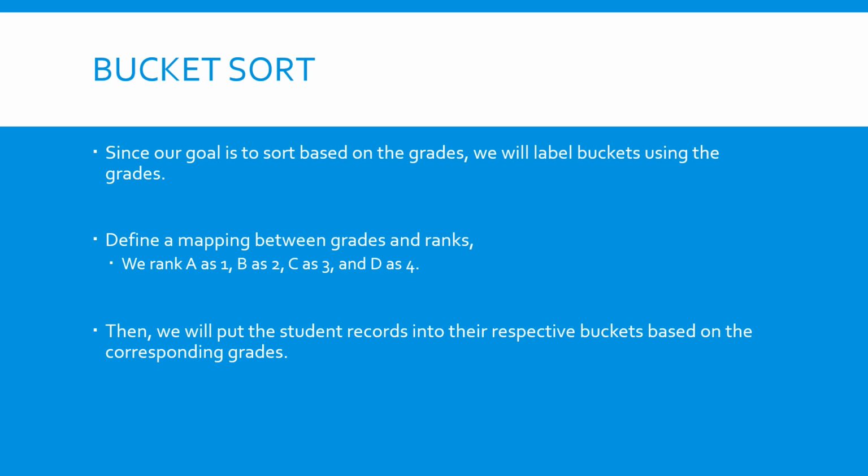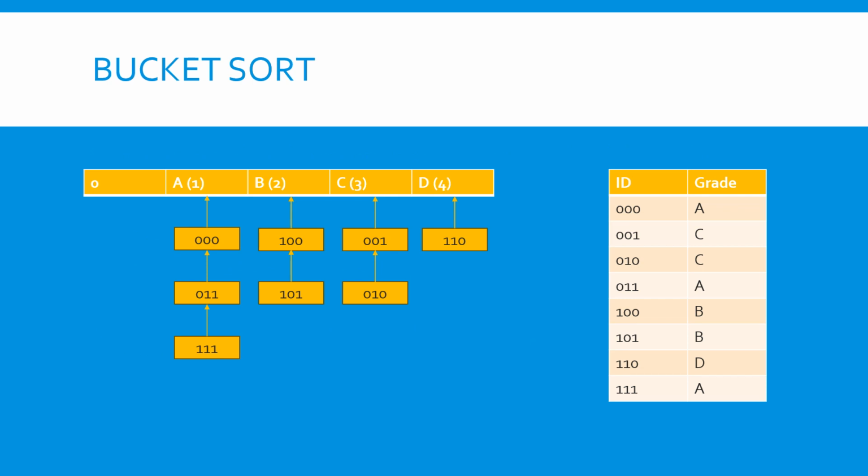After that, we'll put the student records into their corresponding buckets. For example, we check the first record and see that student 000 received an A for the course. Based on the mapping, we know that A should be mapped to bucket 1. So, we put the student record 000 into bucket 1. And we check the second record and see that student 001 received a C. According to our mapping, we should put 001 into bucket 3.